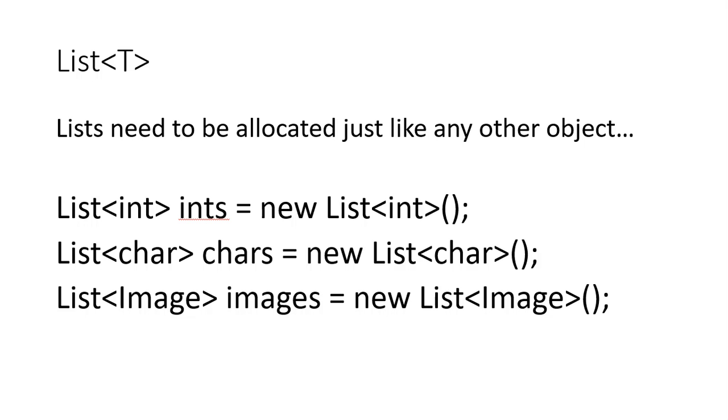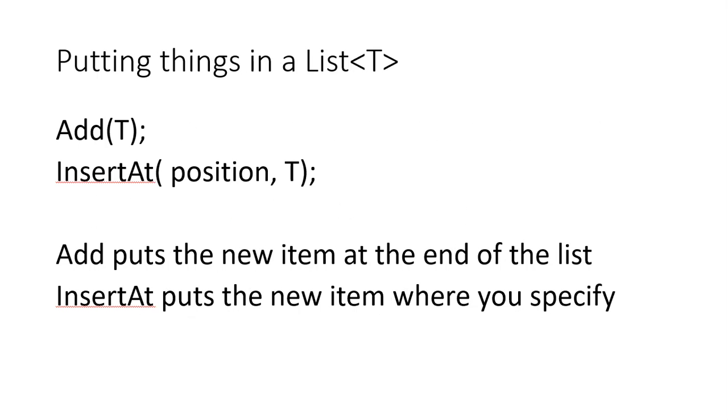Now, when the list is created, it's empty. So how do we put things into the list? Well, we can use the add function. That would just put something in the list. It actually would put it at the end of the list. Or we could insert something at a specific position, and that would bump everything else down.